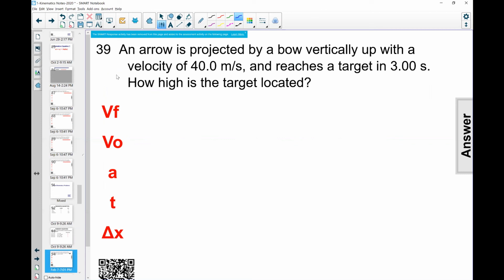So if we think through what we know and don't know here, the arrow is projected by a bow vertically up with a velocity of 40 meters per second. All right, so I know the initial velocity is 40 meters per second. It reaches its target in 3 seconds. Okay, I know 3 seconds. How high is the target? All right, that's what I'm looking for.